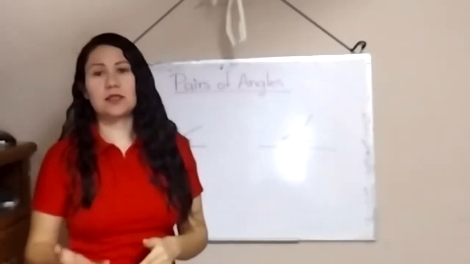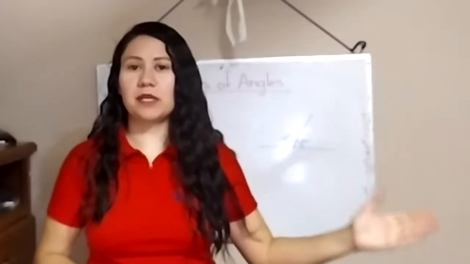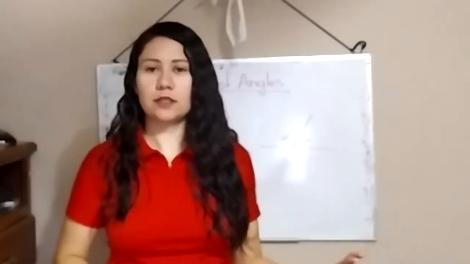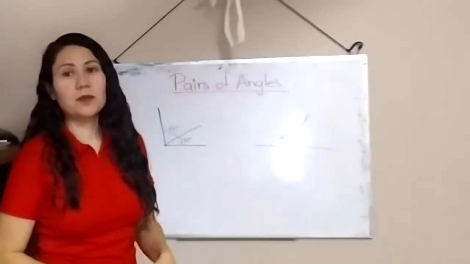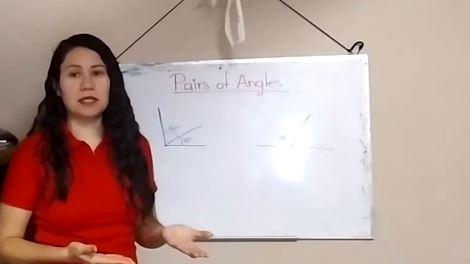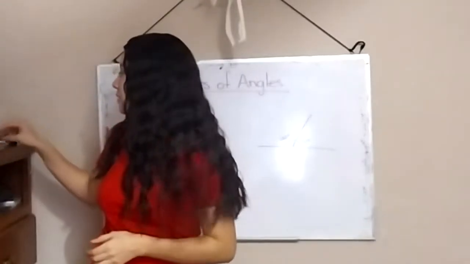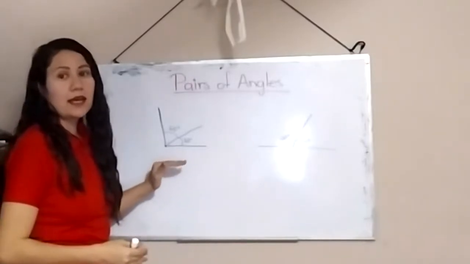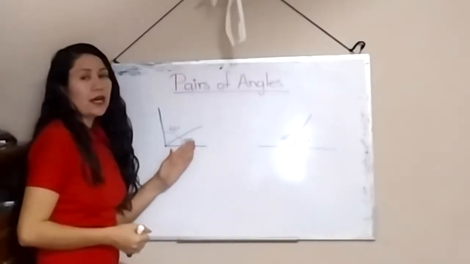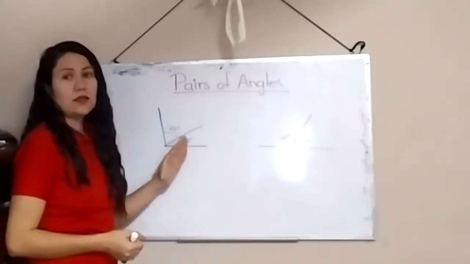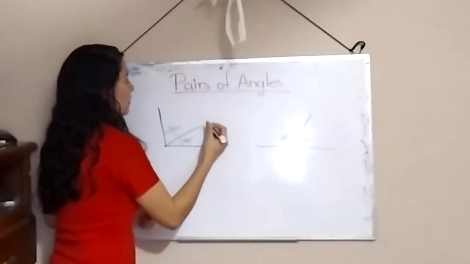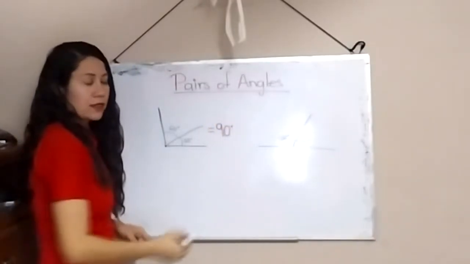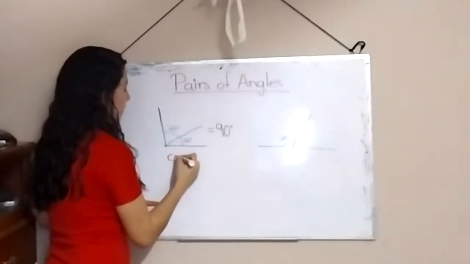For this class we will see the properties of different pairs of angles and how they can help us find measurements of other angles. First, we will start with complementary and supplementary. Complementary angles are two angles that together form a right angle. Okay? If we have a 30-degree and a 60-degree angle, together they will add up to 90 degrees. These are complementary.